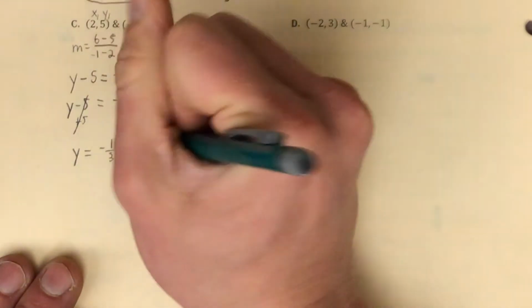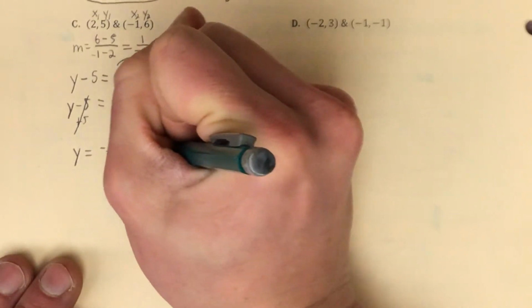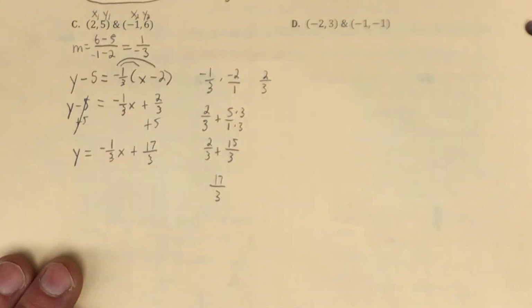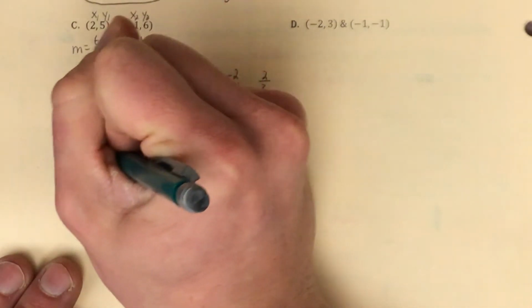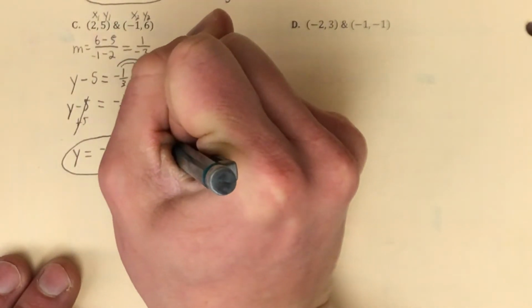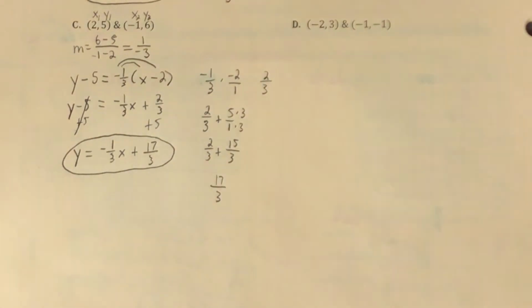So I ended up with positive 17/3. So there we go. My final answer, y equals -1/3 x plus 17/3. Again, not super pretty, but those are the numbers that they gave us to work with. All right, so I'd encourage you to try example D on your own, then check your answer with mine.